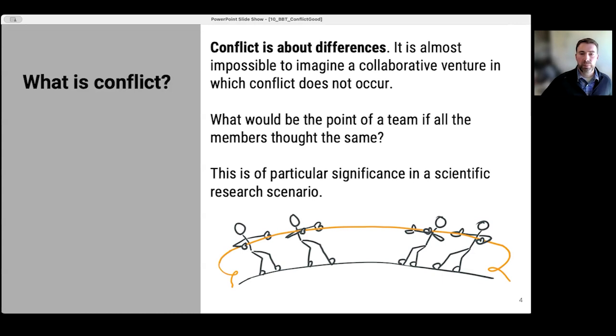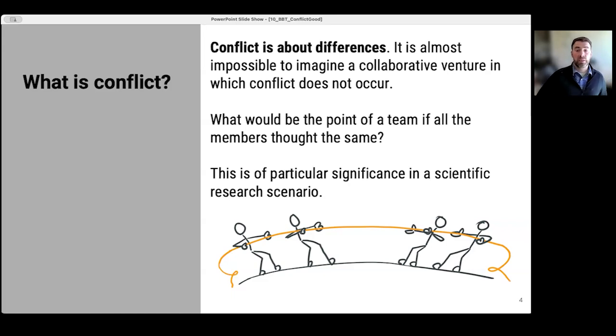It is near impossible to imagine a collaborative venture in which conflict does not occur. In fact, I would argue that if you are all in agreement about something, you're either in a space where you've got the wrong people on the team, or you're not going after a challenge that is complicated enough. If it's something that everyone agrees on, then what are you doing investigating it? If everyone's in agreement, then go and find other different points of view.